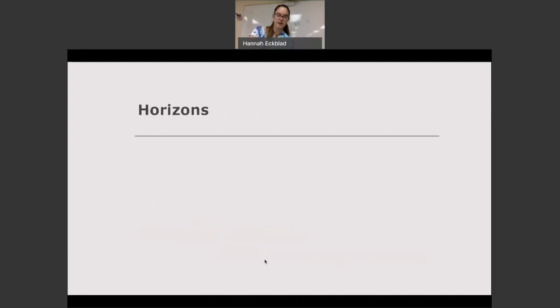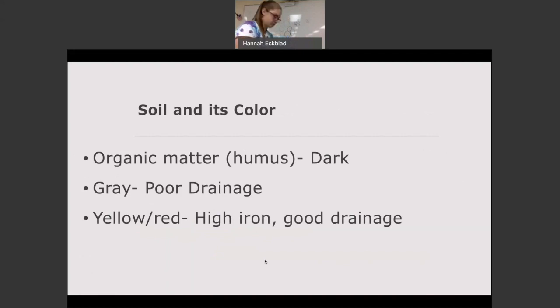Soil and its color. If there's a lot of organic matter, which we call humus, it's really, really dark. I grew up in southern Minnesota. We had very, very dark soil. It's because it had a lot of organic matter in it.